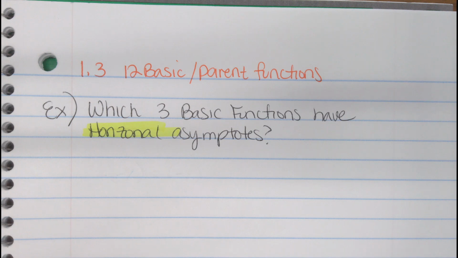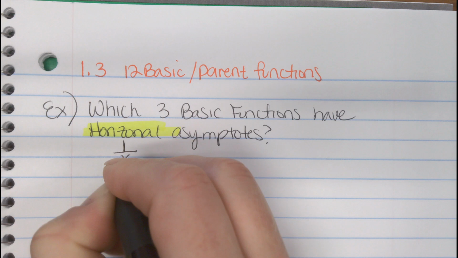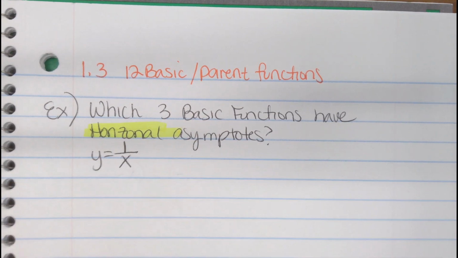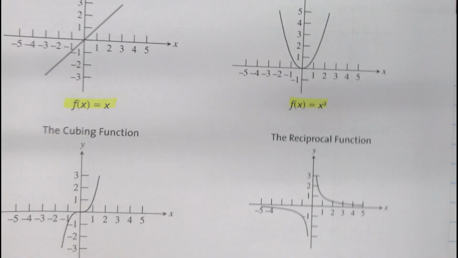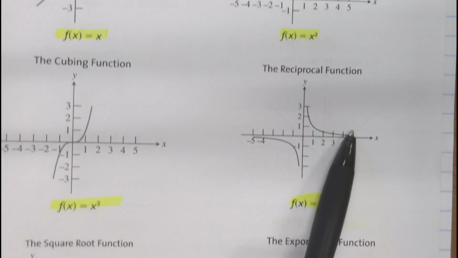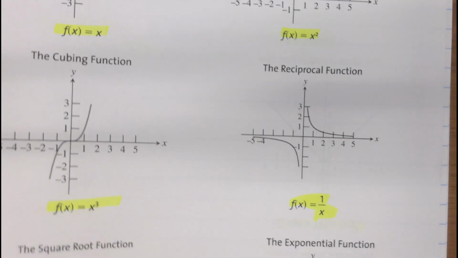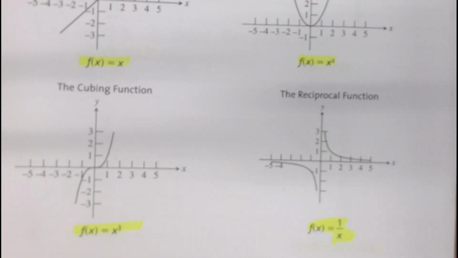Bree, does your group have 3? Okay. Skylar, would you share one of your group's? f of x equals 1 over x. Let's take a look at that. It has a horizontal asymptote at y equals 0. Very nice. Bree, what about your group? Did you guys have another one that you want to share?